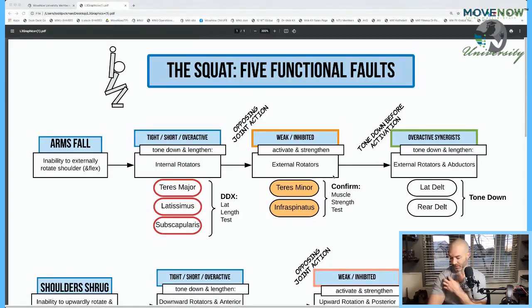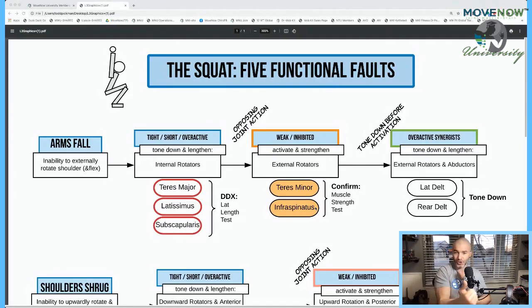So one is we have to loosen up these, but in the same session, what we need to do is take these weak and inhibited external rotators. So in this case, teres minor and infraspinatus, and you can confirm their weakness doing a muscle strength test, like it says right here. But in most cases, they're going to be massively weak. We show how to do that muscle strength test. And then what you do is you start to activate. And there's some specific ways of doing the exercise to do that.